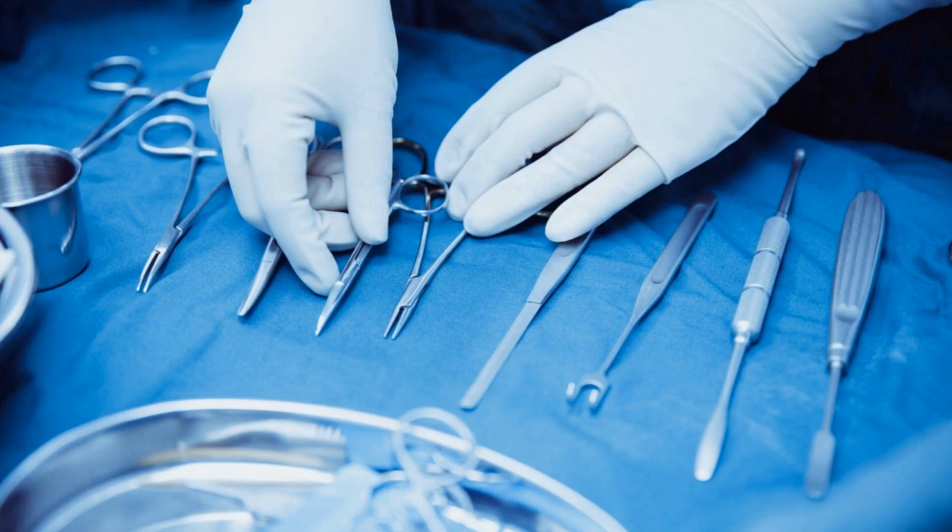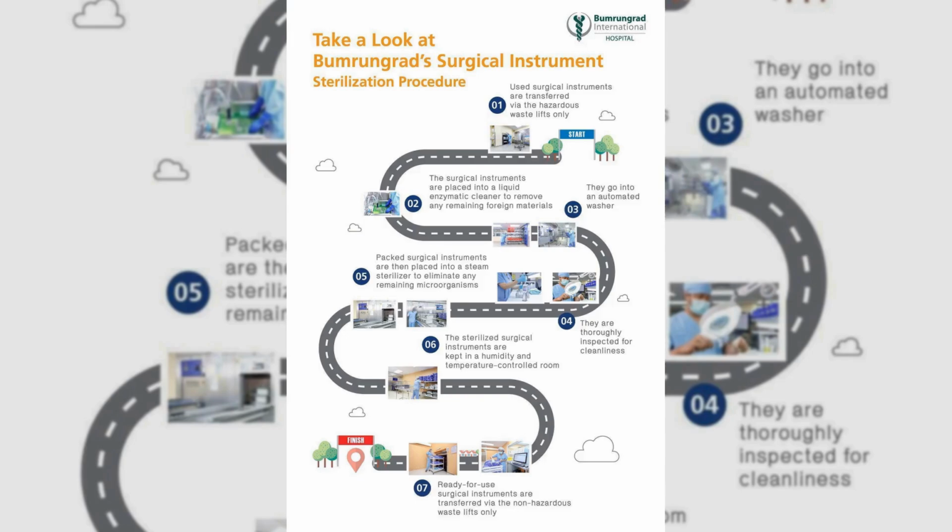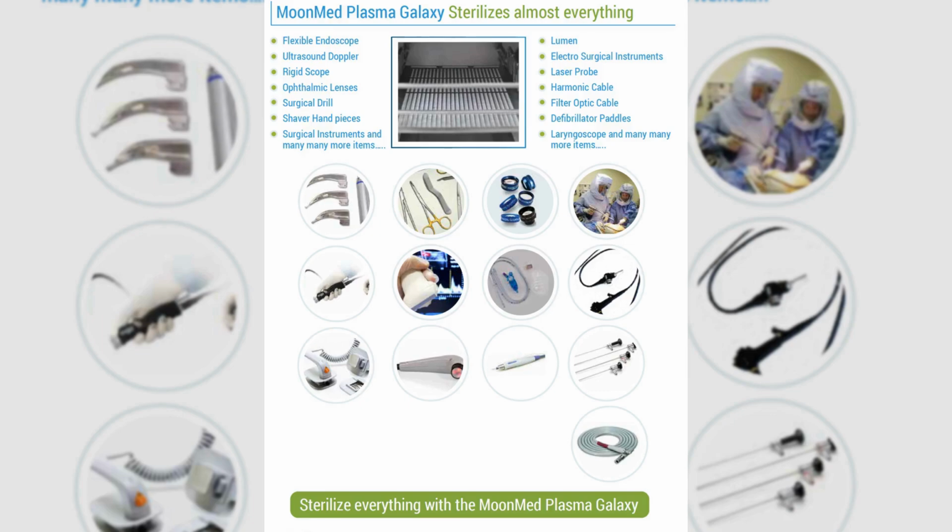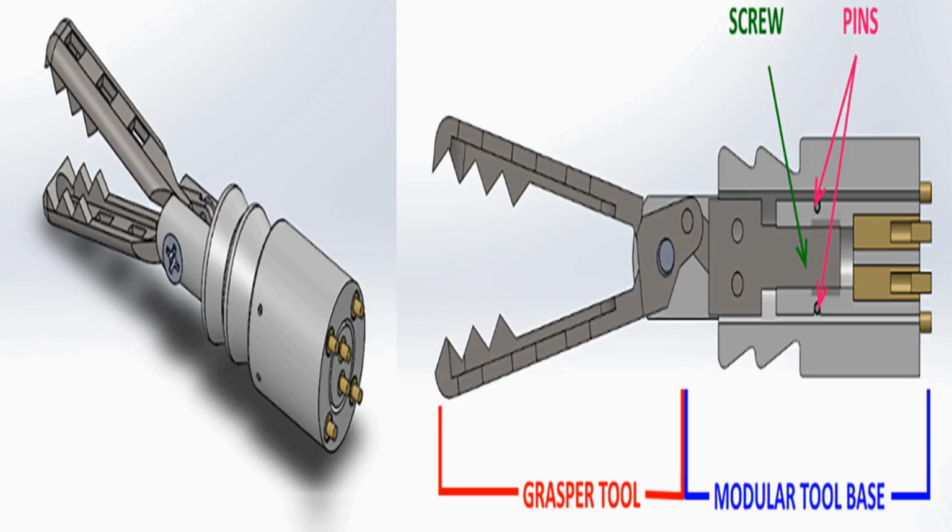4. Sterilization and maintenance of surgical instruments. Sterilization process. Explain basic sterilization methods, e.g. autoclaving. Maintenance. Importance of proper cleaning and maintenance to ensure the longevity and safety of instruments.